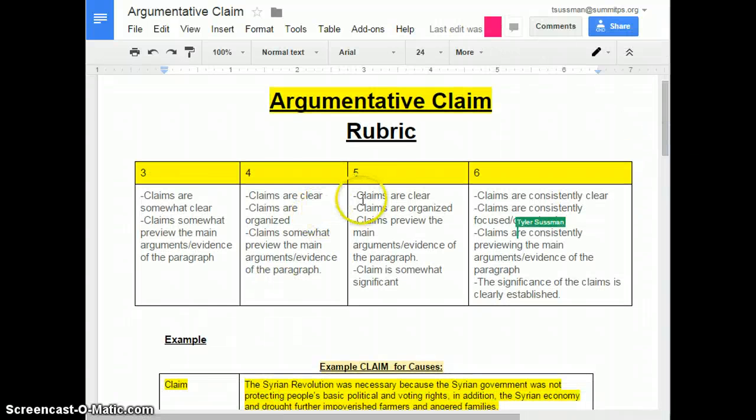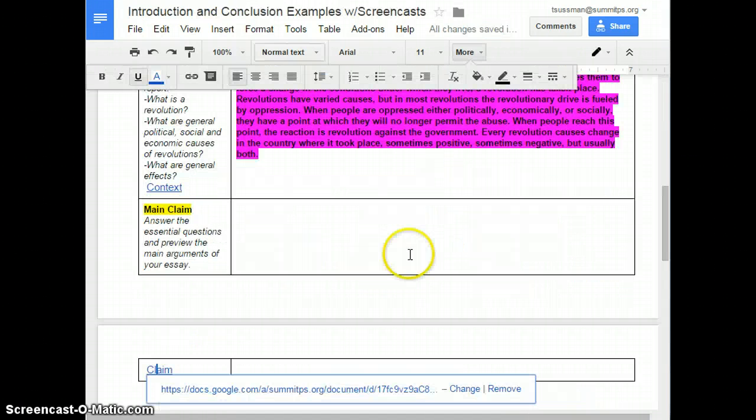Out of 5, a claim needs to be clear, a claim needs to be organized, a claim needs to preview the main argument of the essay, and it needs to be somewhat significant. Going up to a 6, the significance needs to be clearly established. Consistently clear, so on. The 6 is just a slight improvement on the 5. In order to get a 5 or a 6, you're really trying to have a clear, organized claim that previews arguments and shows significance. Okay.